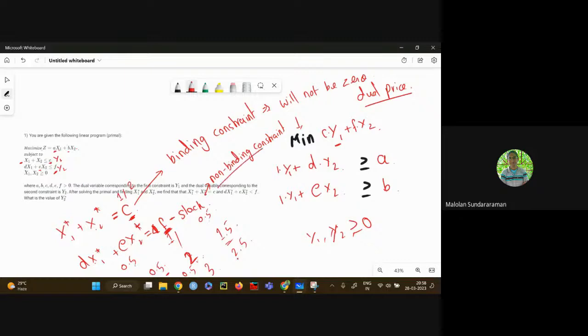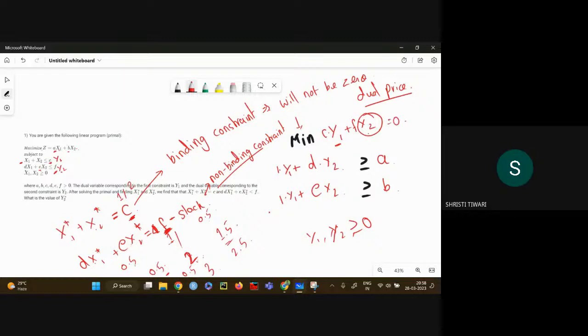For all non-binding constraints, the unit worth of the resource, let it be F, G, H, whatever constraint, is going to be 0. And that means this value in the dual, which corresponds to the dual price of constraint 2, will be equal to 0.